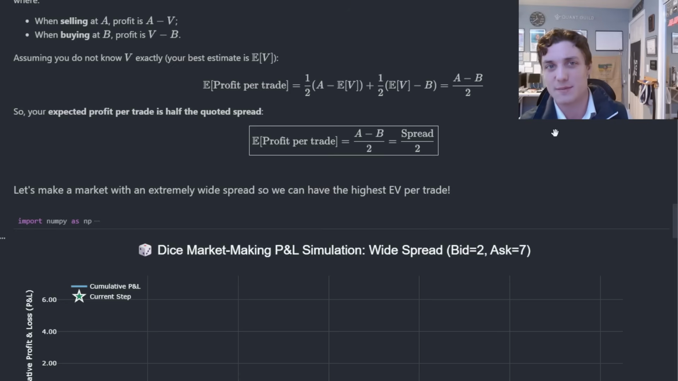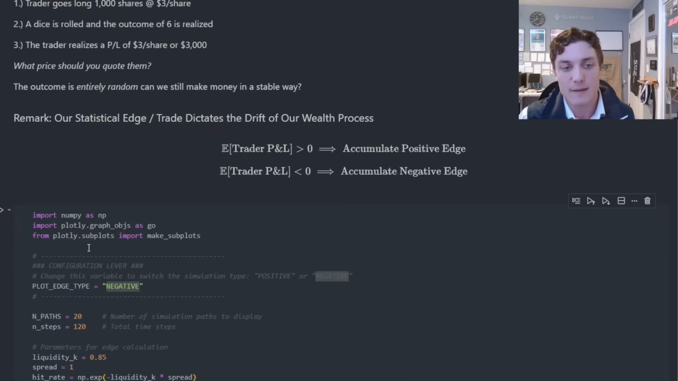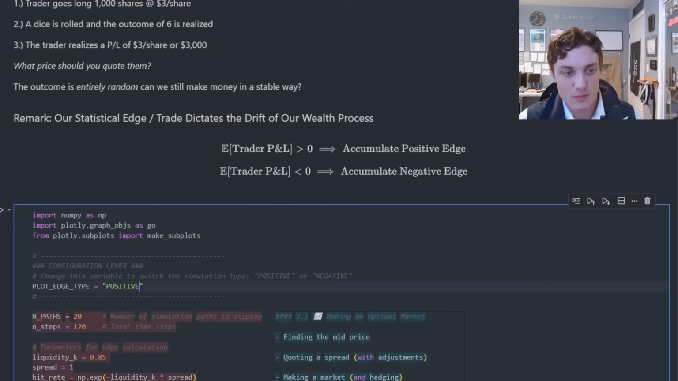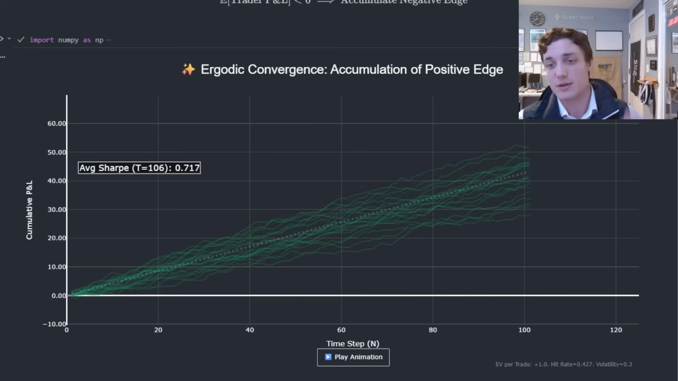So what does this mean? Well, if we can increase the spread, then we're going to have the highest possible expected value per trade. So let's just make the spread incredibly wide, and we'll accumulate a tremendous amount of wealth. And it's going to look exactly like the process that we observed earlier. Our wealth path would then look something like this. We'll accumulate a whole bunch of wealth.